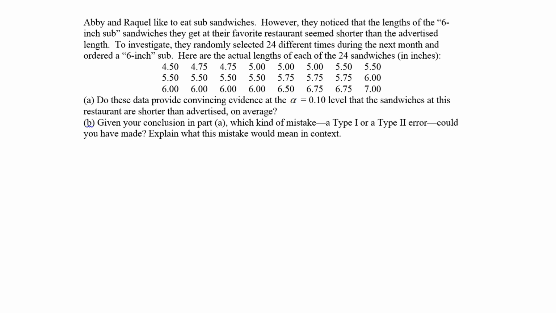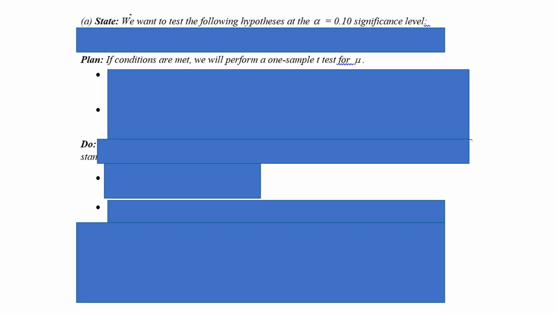So we want to know, does this data provide convincing evidence at the alpha equals 0.1 level that the sandwiches at this restaurant are shorter than advertised on average? Then, given our conclusion in part A, what kind of mistake, meaning a type 1 or type 2 error, could we have made? And then explain what this mistake would mean in context. So we're going to use our state, plan, do, and conclude model.